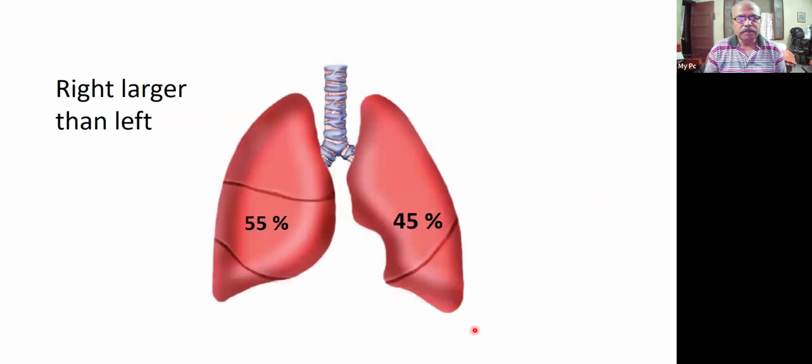Now we come to the distribution of ventilation. The right lung has a volume which is greater than the left lung, and so it will have 55% of the ventilation, while the left lung will have 45% of the ventilation.